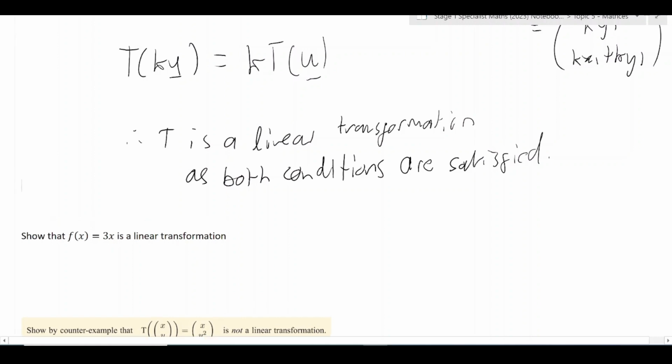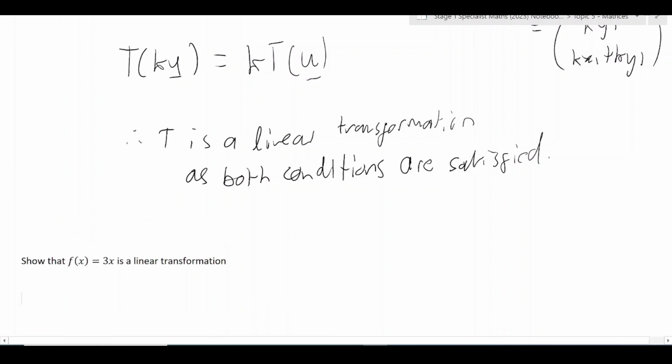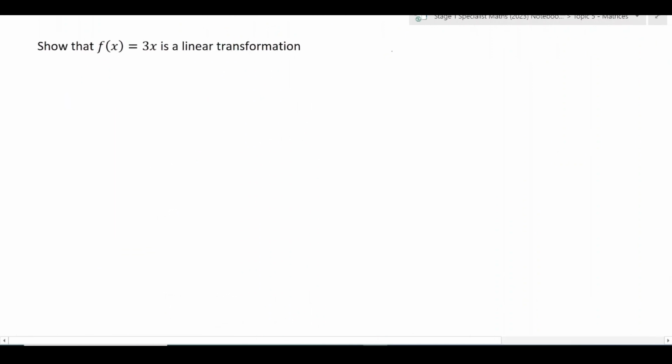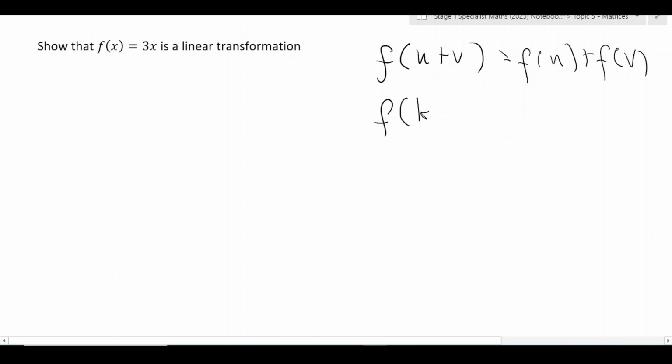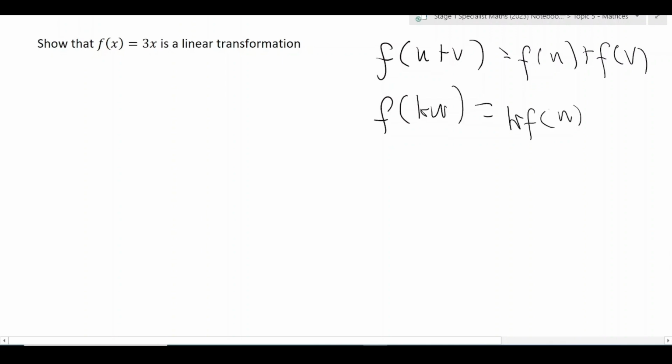All right, now I'm going to show you a simpler example next. It's just a normal function that we're used to dealing with. We want to show this is a linear transformation. So we should have the f of u plus v is the same as f of u plus f of v. And we also want the f of ku to be the same as k of fu. So let's see if that's true.